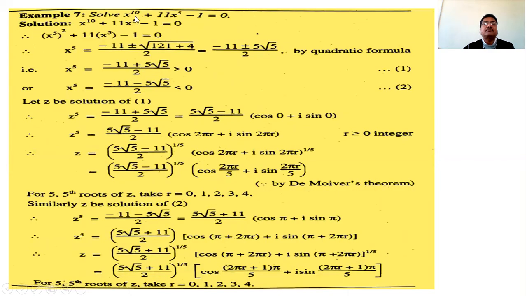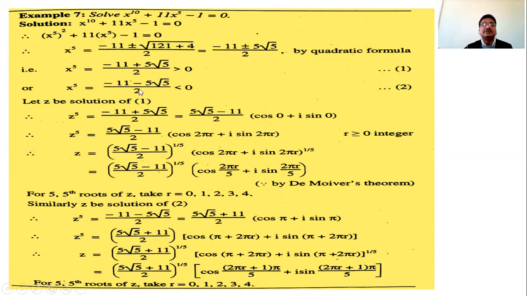Same problem. Solve x raised to 10 plus 11 x raised to 5 minus 1 is equal to 0. It is written in the form of x raised to 5 squared. This is a quadratic equation in x raised to 5, of the form a y squared plus b y plus c equal to 0. So x raised to 5 is minus b plus or minus root b squared minus 4ac, divided by 2a. By using that formula, we have this.